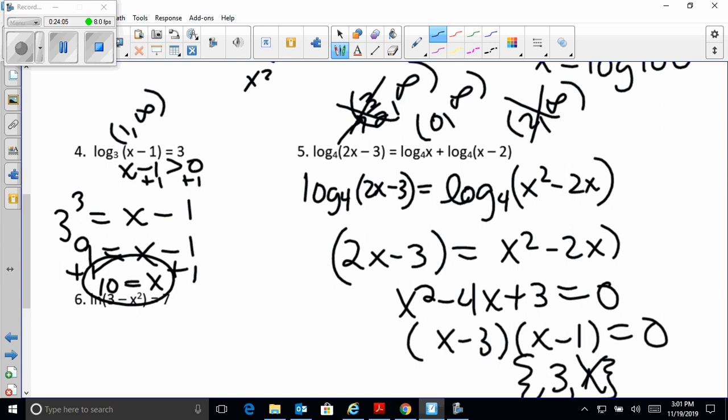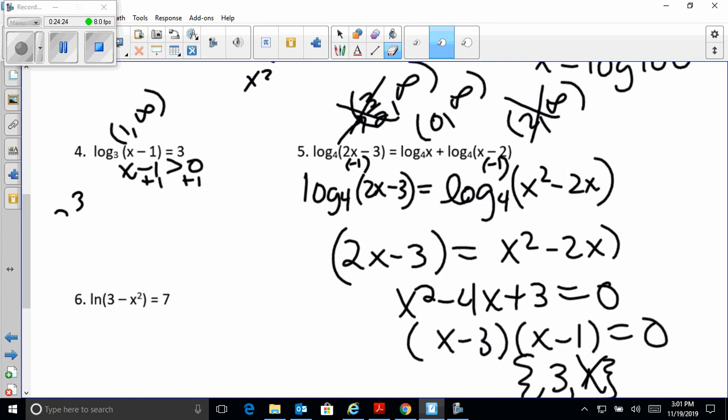You can also test it in here if you wanted to. You plug a 1 in and see that would be the log of a negative 1. We can't do that. And this would be the log of a negative 1. We can't do that either. X has to be positive as well. All right. Let's look at number 6, and then we'll go to that quadratic formula one.